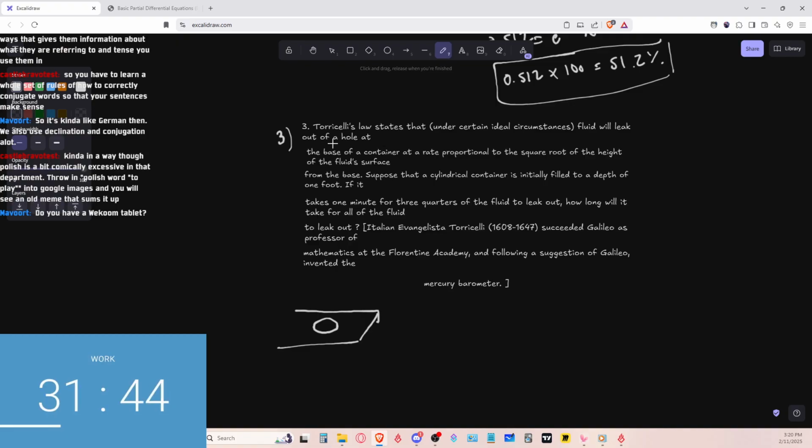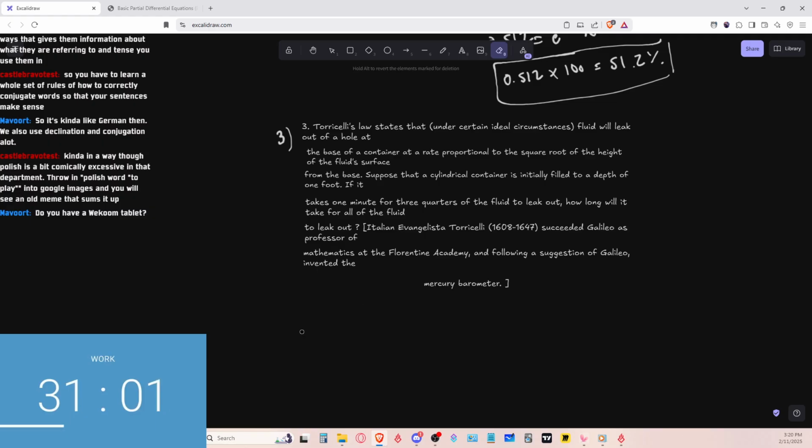Let's see. Fluid leaks out of a hole at the base of a container at a rate proportional to the square root of the height of the fluid's surface from the base. Suppose a cylindrical container is initially filled to the depth of 1 foot. If it takes 1 minute for 3/4 of the fluid to leak out, how long will it take for all the fluid to leak out? Okay.